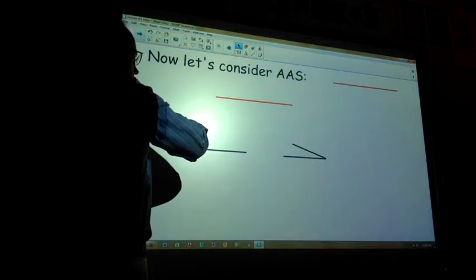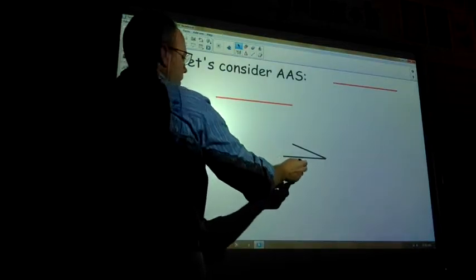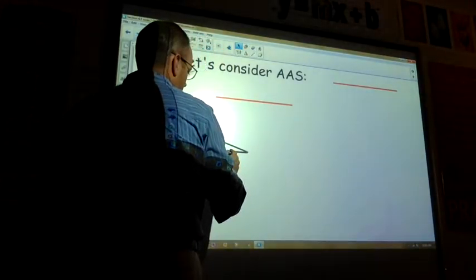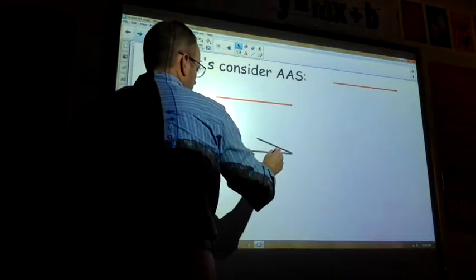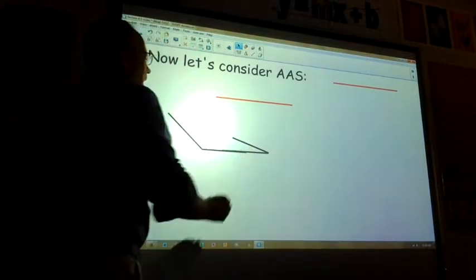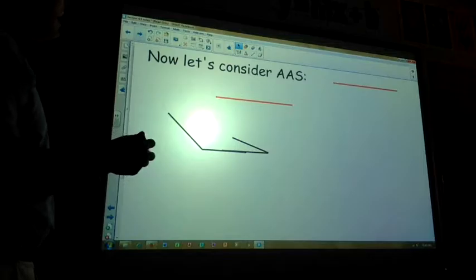Let's see, how do I want to do angle angle side? How do I want to make this work? How do I want to do this? I don't know.